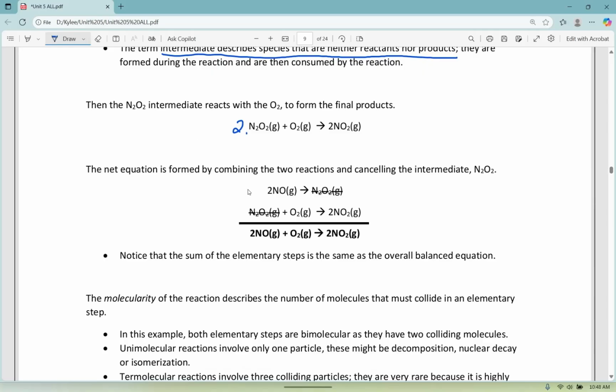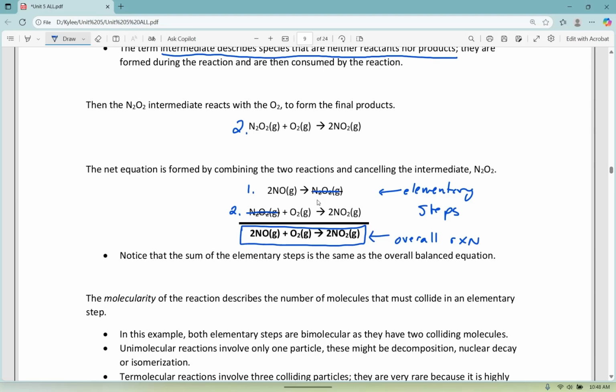So here I have step one, that was the two NO molecules colliding together to form the unstable intermediate. And then in step two, the unstable intermediate reacts with oxygen. But like I said, the intermediate does not appear in our overall reaction. So these are two elementary steps. So that will add up to the overall reaction. And again, we're canceling out that intermediate. The intermediate does not appear anywhere in this mechanism or in the overall reaction.